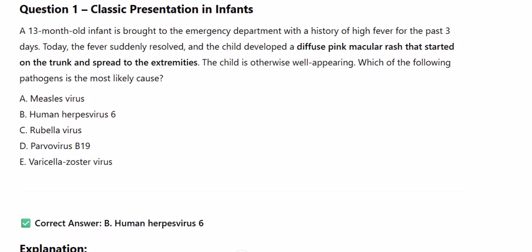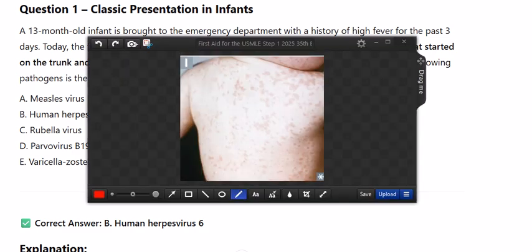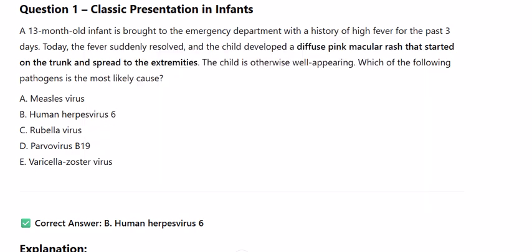A 13-month-old infant is brought to the emergency department with a history of high fever for the past 3 days. Today, the fever suddenly resolved, and the child developed a diffuse pink macular rash that started on the trunk and spread to the extremities. The child is otherwise well-appearing. Which of the following pathogens is the most likely cause?